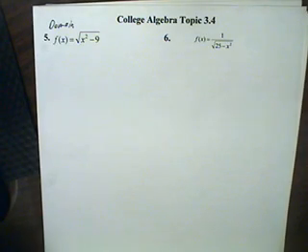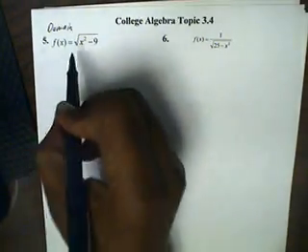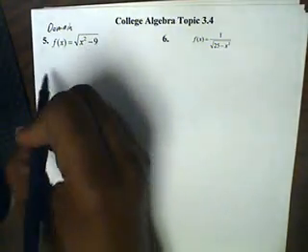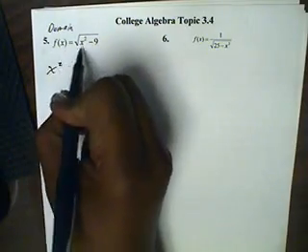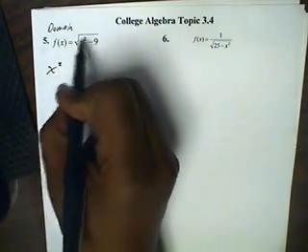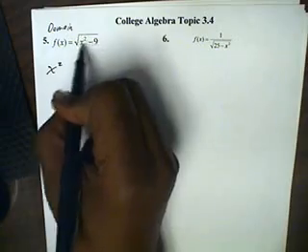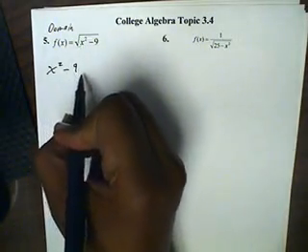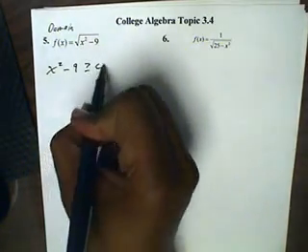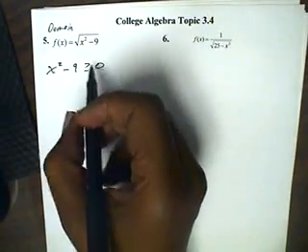College Algebra, topic 3.4. We're finding the domain of these two functions. This is an even root. The rule for even roots is to take the expression out of the radicand and set it greater than or equal to 0, and then solve for x.